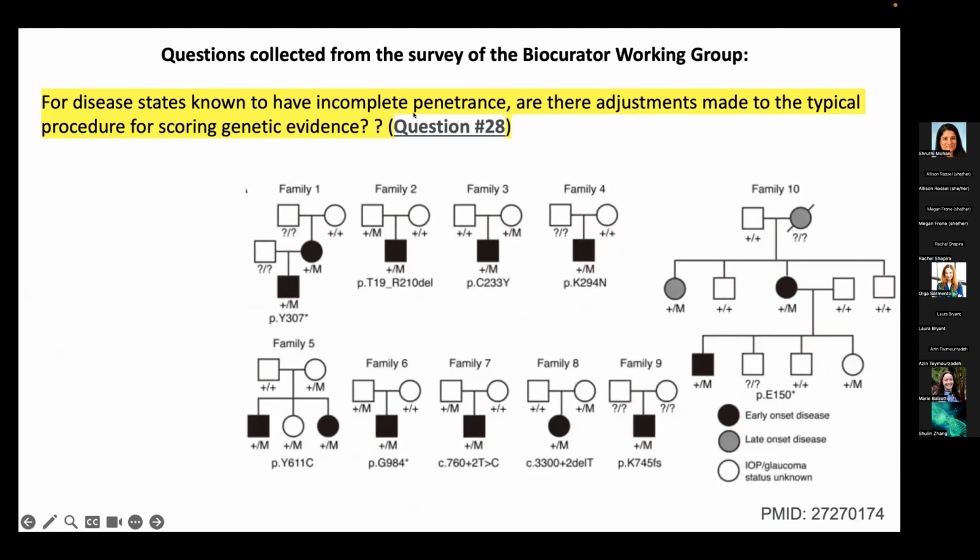The next question that somebody asked from this audience is on the same topic, an incomplete penetrance question. Are there any adjustments you'd make to the typical procedure for scoring genetic evidence if you're worried that your disease is incompletely penetrant? So we pulled this pedigree here. I'm sorry, this is a series of pedigrees, right? I think there are about 10 in this figure. And you can see many of them or all of them have penetrance issues.